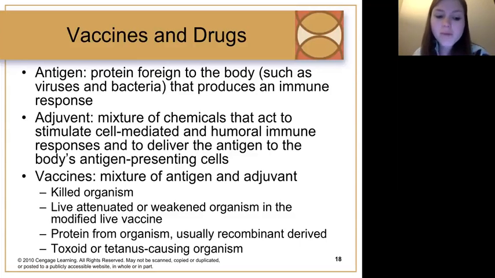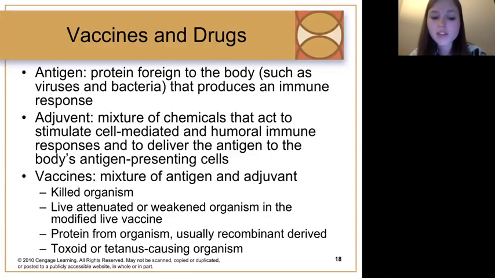Another option is a live, attenuated, or weakened organism in the modified live vaccine. Again, this is an intermediate step where you're not using a killed organism, but you're not using a fully live organism. It might be an organism that is just a little bit weakened, so it's not going to cause a full infection, but it's enough for your immune system to recognize it.